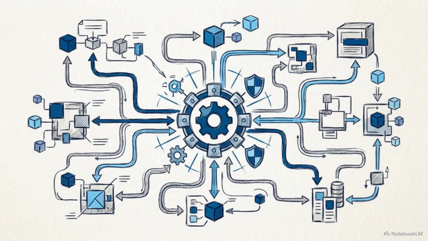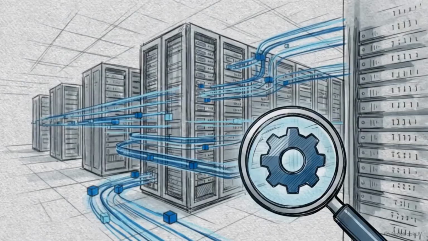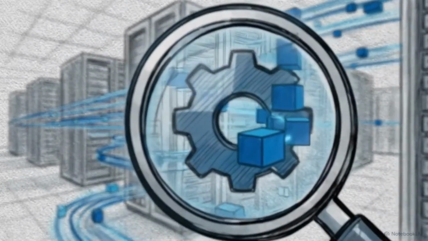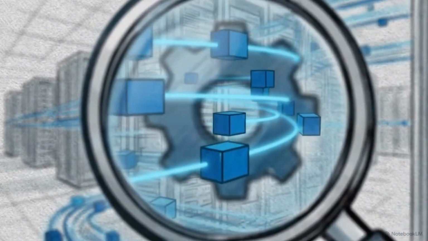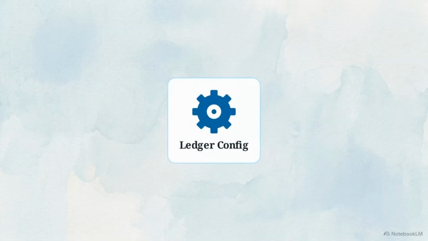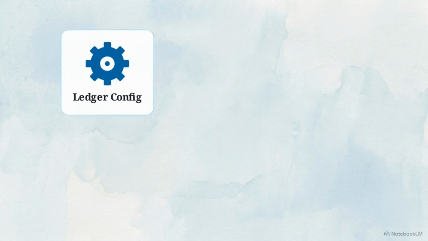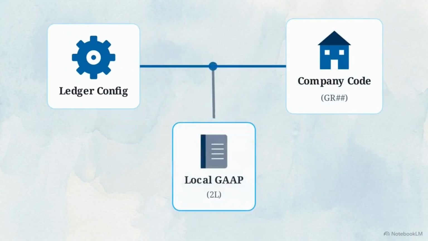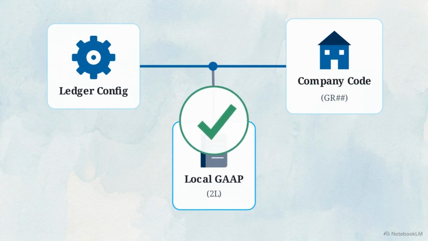Welcome to the back end of SAP Financials. Before you post a single journal entry, we need to drop into the engine room and verify how your global accounting settings are configured. In this walkthrough, we are going to check your system's ledger configurations. Specifically, we will confirm that your individual company code is properly set up to use a local GAAP non-leading ledger.